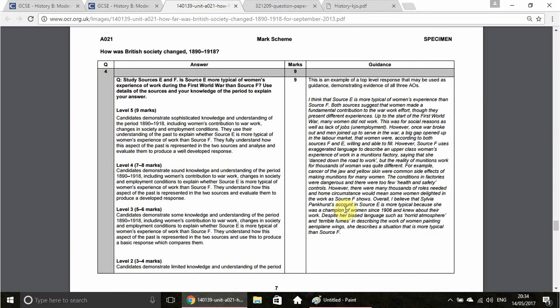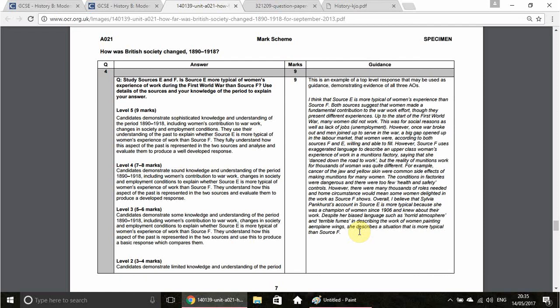Have a look. You might want to take some time again to pause it and read it through. This person does a really good job of describing how, even though Sylvia Pankhurst's description is biased because of the type of language that she uses, actually it fits in more with her knowledge. And what's really important about this question is that it's how typical is it of the time.